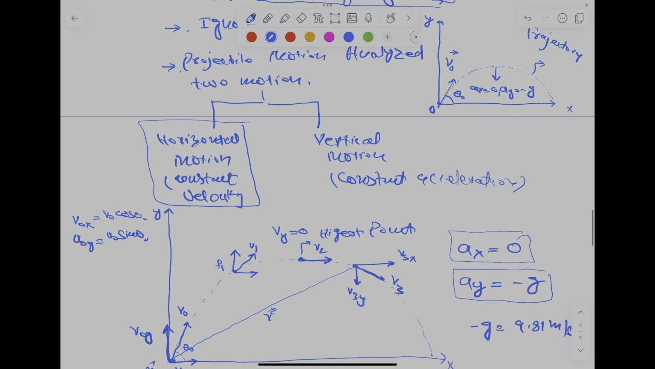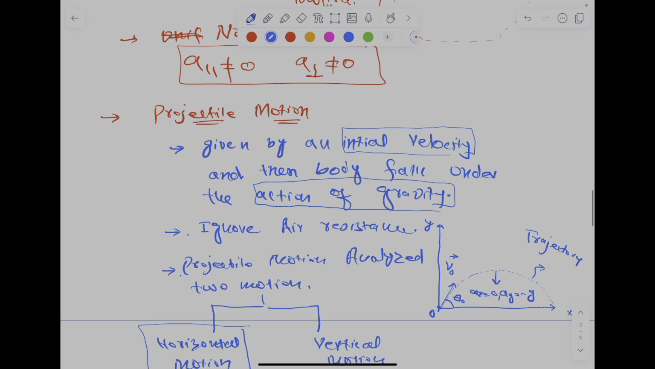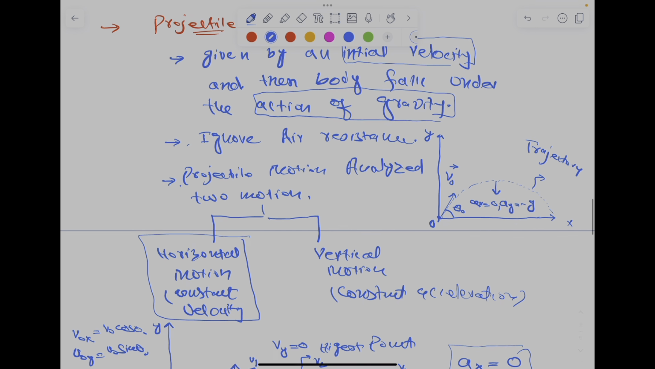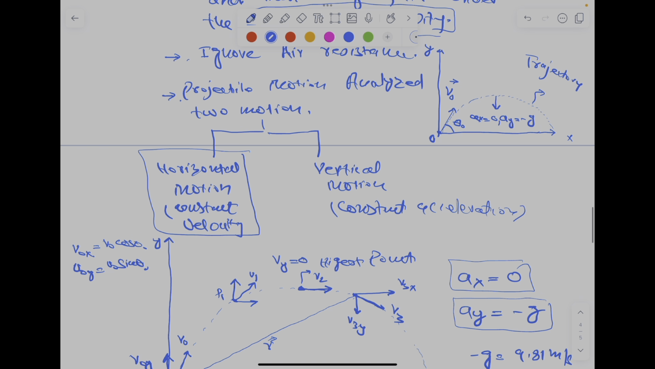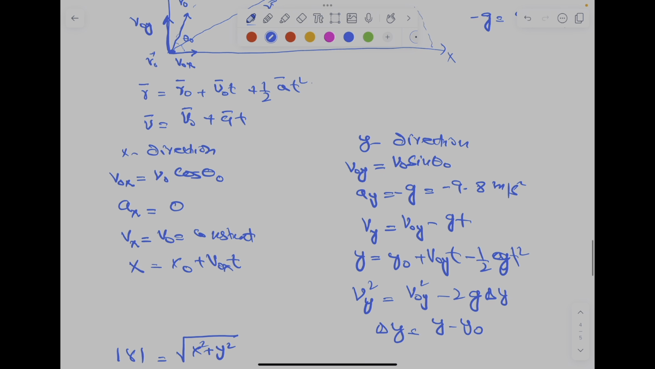So the projectile motion is the motion which is given by some initial velocity, and it falls under the action of gravity. The motion along the horizontal axis, along the x-axis, is with constant velocity, and along the vertical axis with constant acceleration. So acceleration along x is 0, acceleration along y is minus g.